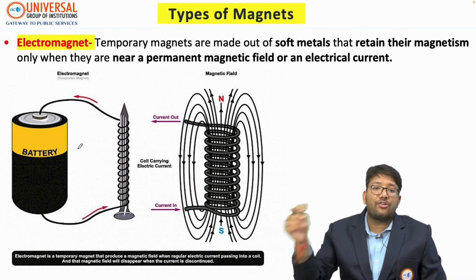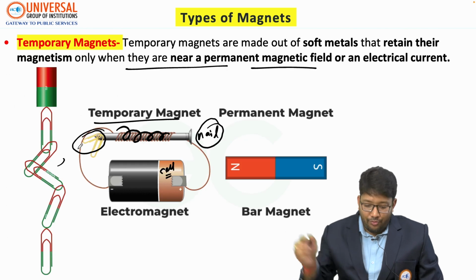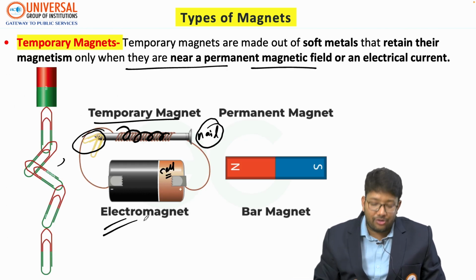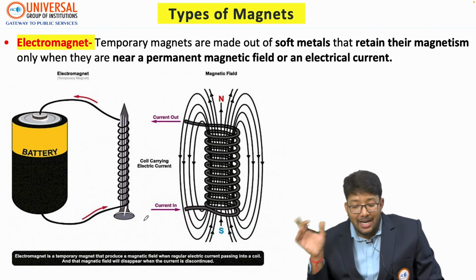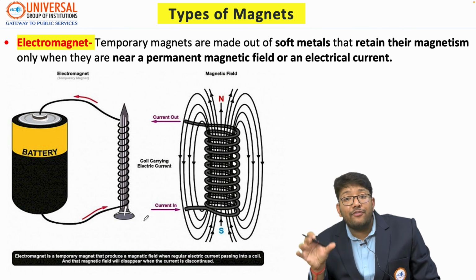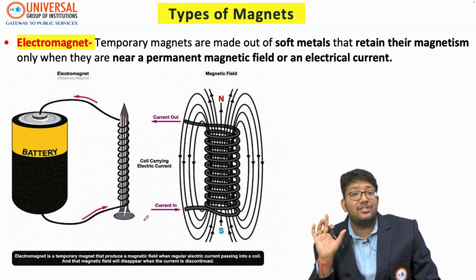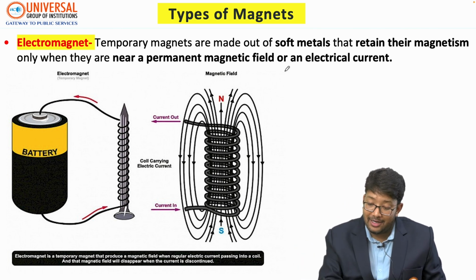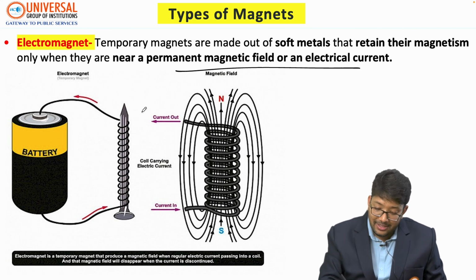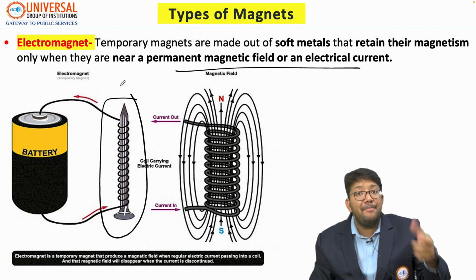Third one is electromagnet. So electromagnet means whatever we did here, this is called electromagnet only. Okay, so temporary magnets are made out of soft metal that retain their magnetization only when they are near a permanent magnetic field or an electric current. So basically this is called electromagnet, temporary magnet.